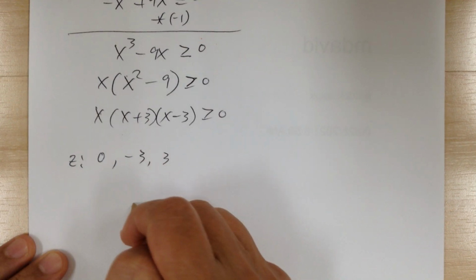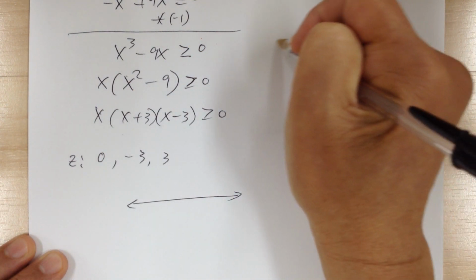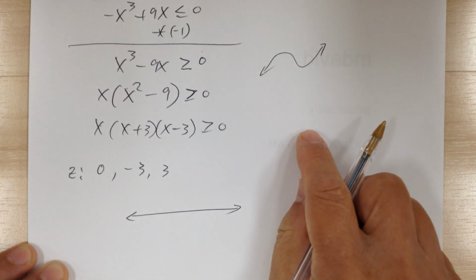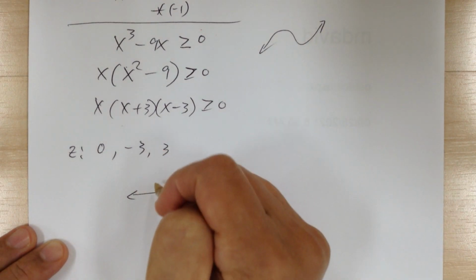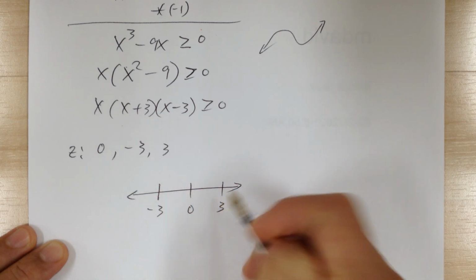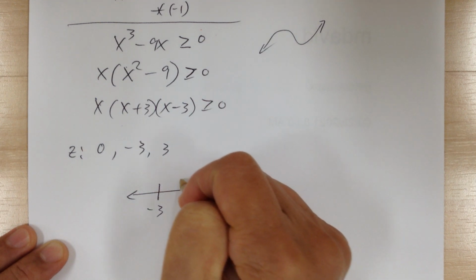Now you have to arrange them in order. Now this is the cube, so a cube is going to look something like this. The shape is going to look something like that. So it's going to have 3 zeros, but make sure you arrange them in the correct order. So negative 3, 0, 3. So your graph is going to look something like this.